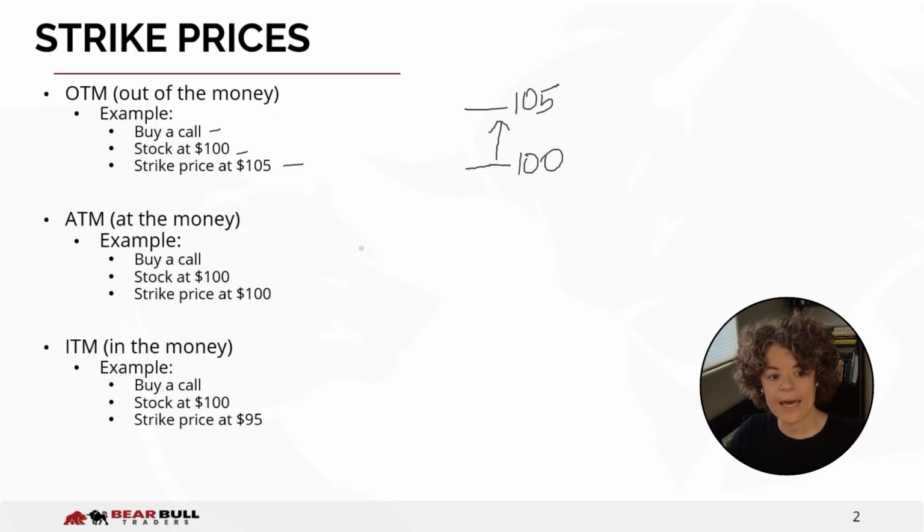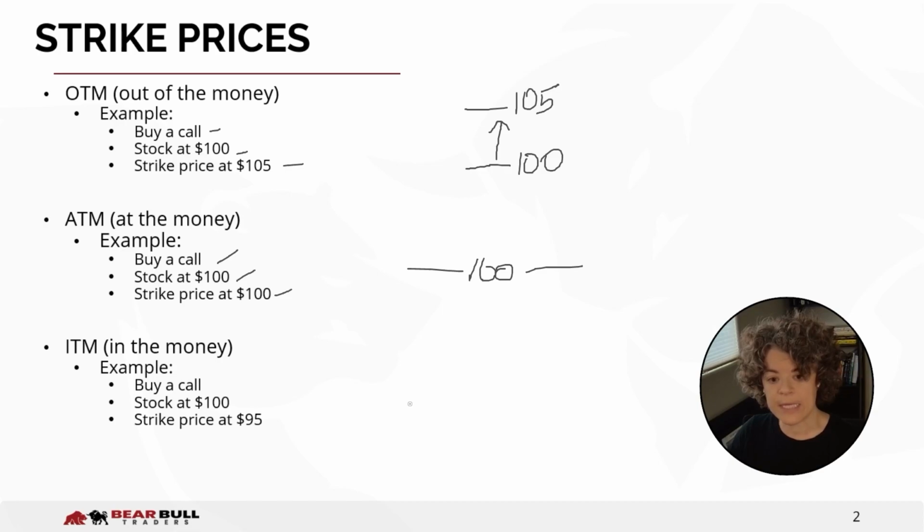Now, if you buy an at the money call, the stock is at $100 and the strike price is $100, which is at the money of the current stock. So simple as that. If the stock is at $100 and you buy the option contract at $100, you're at the money.